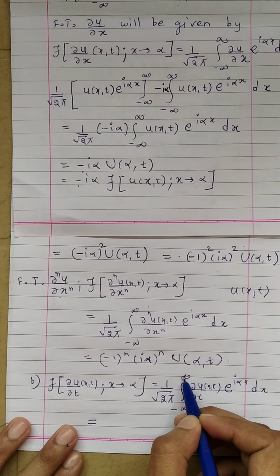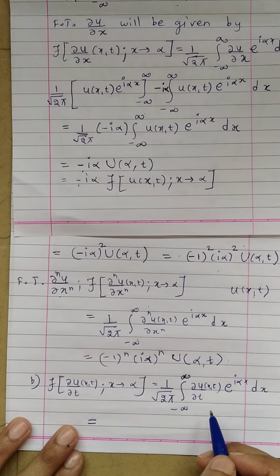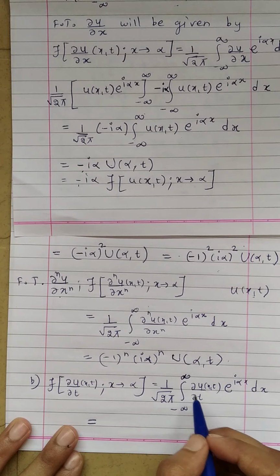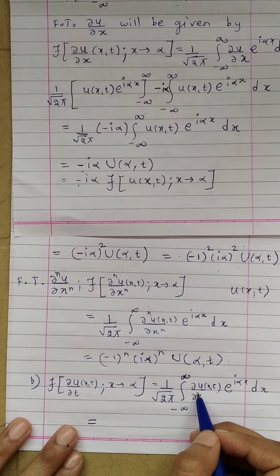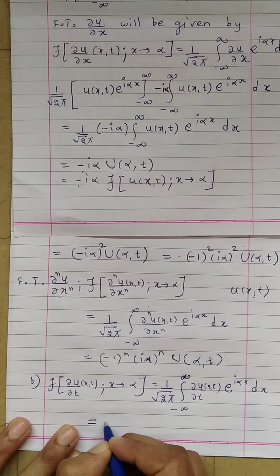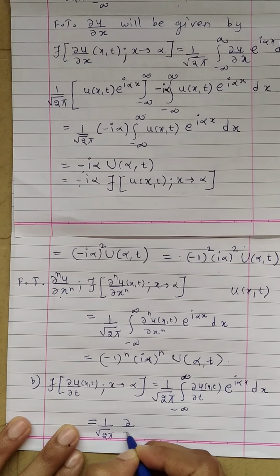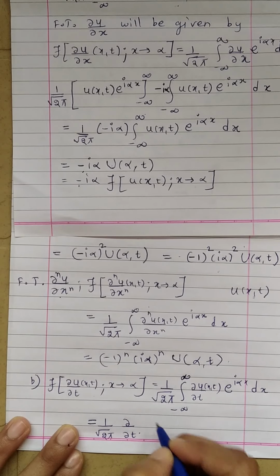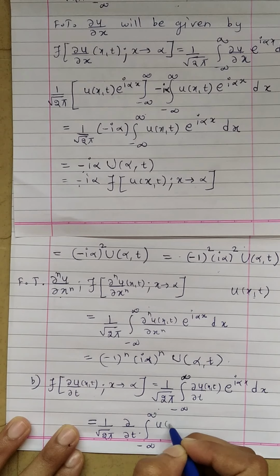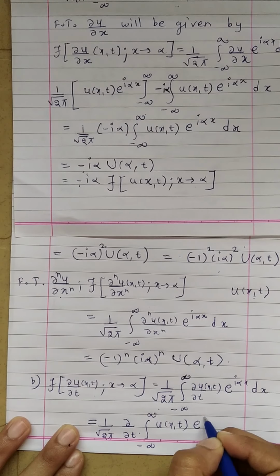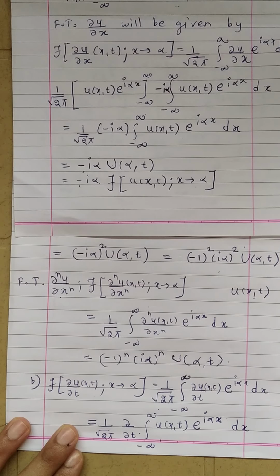If we want to differentiate the integral, we make use of the Leibniz rule, right? Now here it's already in this form, with the partial derivative inside. I will pull this partial derivative outside and write it as 1 upon root of 2 pi, partial derivative with respect to t, integral from minus infinity to infinity u(x, t) e raised to i alpha x dx.